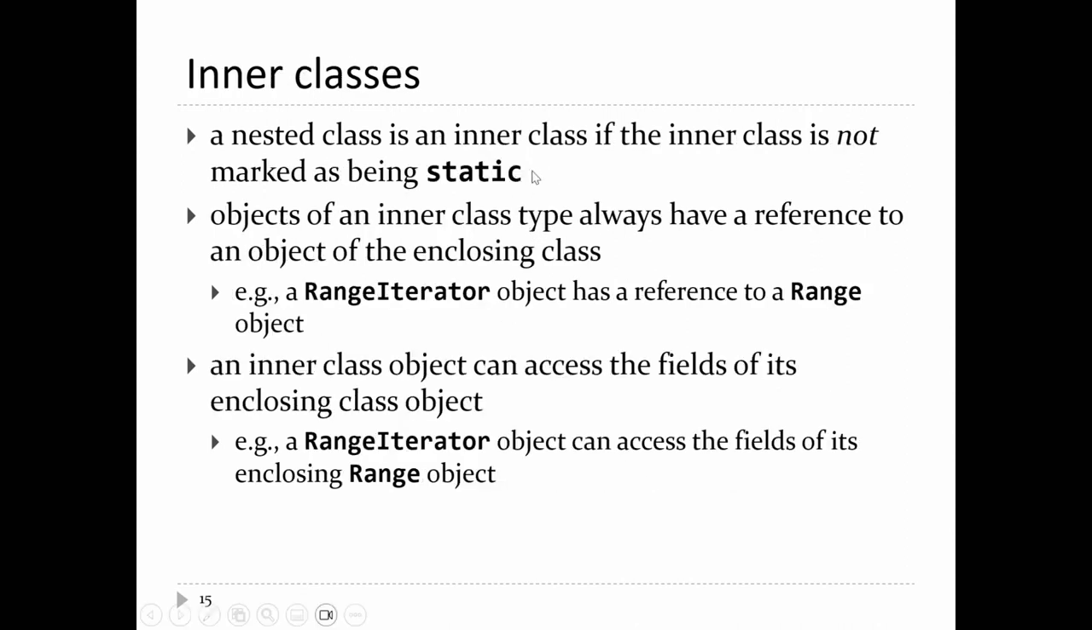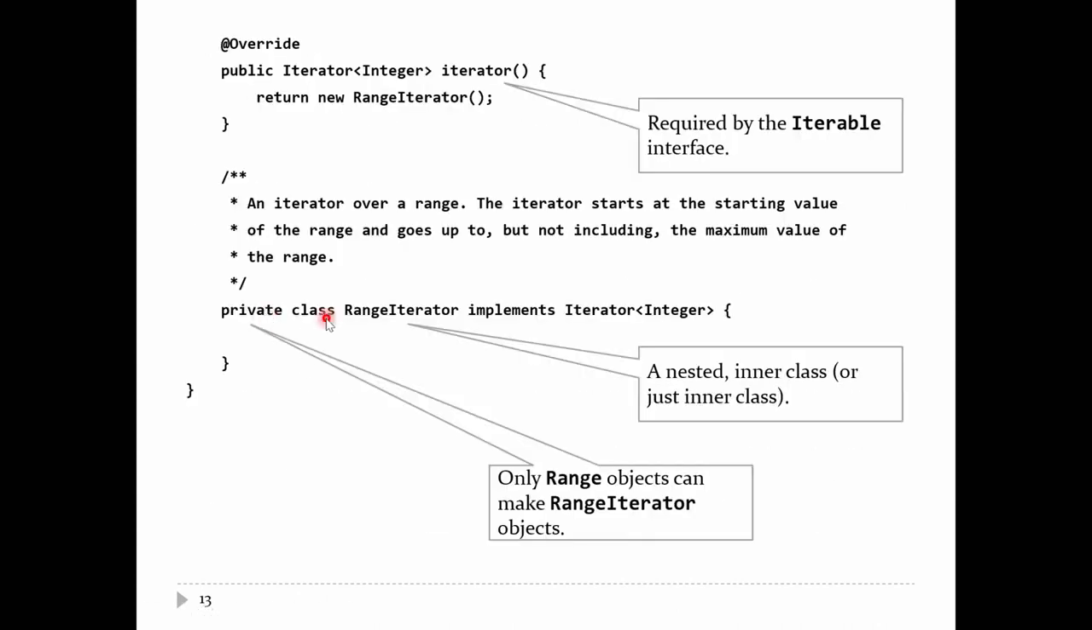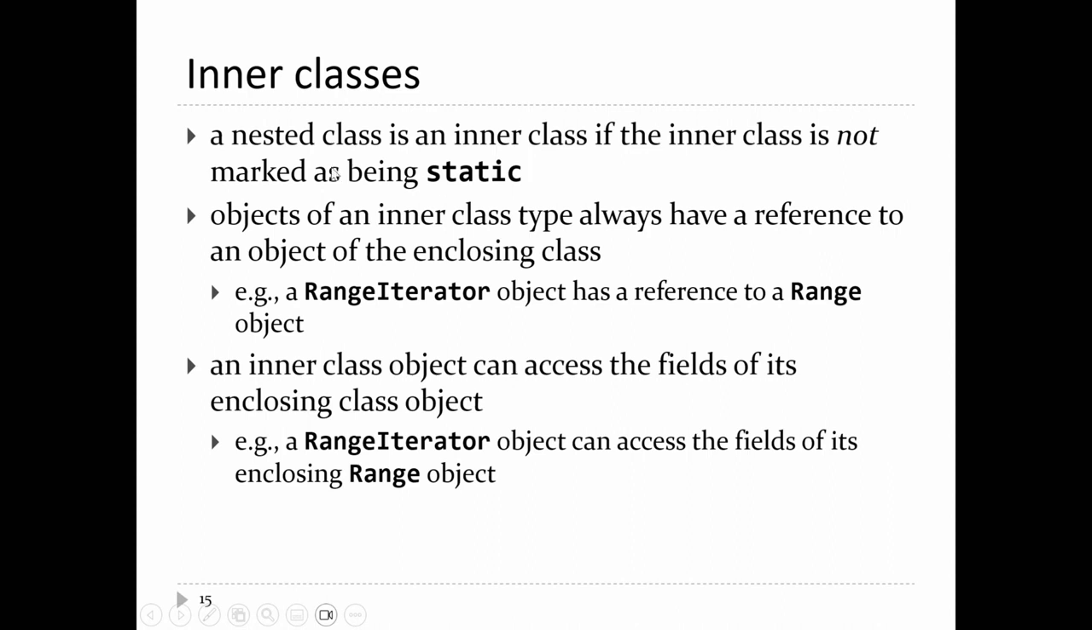There's another distinction in Java that you need to know about. You can have what's called a static class. It is possible to mark a class as static. Notice that ours is not. So this is just a private class. A nested class is an inner class if the class is not marked as being static. Later on, you're going to see what a static nested class is. For now, this is a nested inner class.